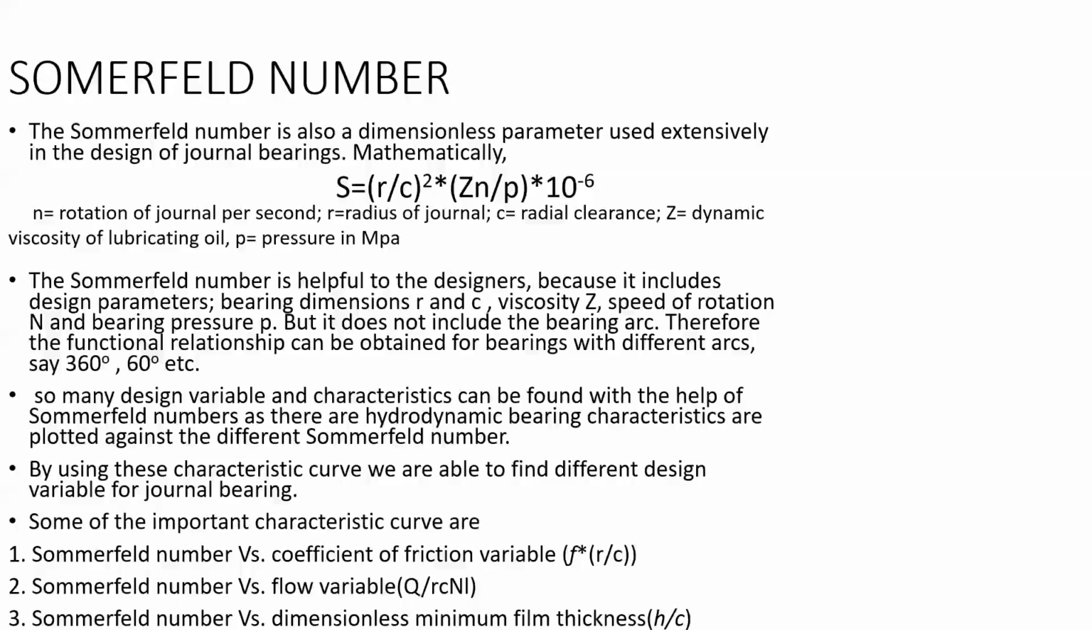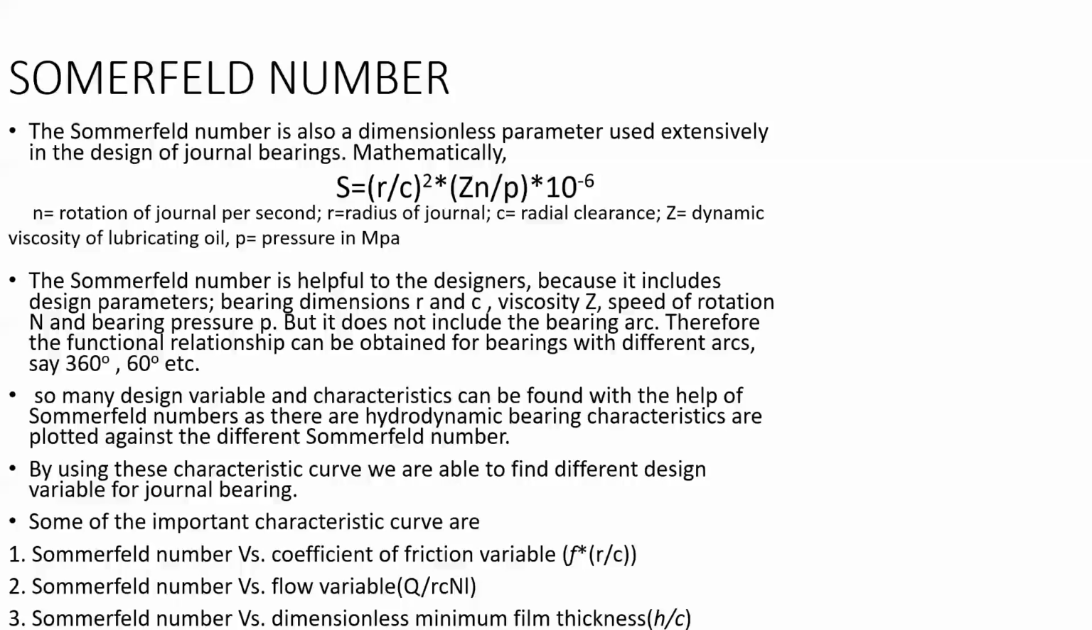Okay, so the three most important characteristic curves plotted against the Sommerfeld number are, first, the coefficient of friction variable, which is given as the coefficient of friction multiplied by R by C. We multiply this R by C with the coefficient of friction to include the design consideration for the particular application, because the curve is drawn for the journal bearing.